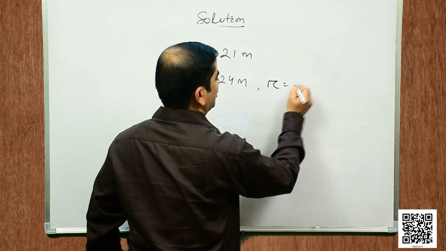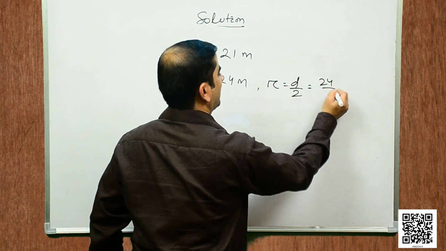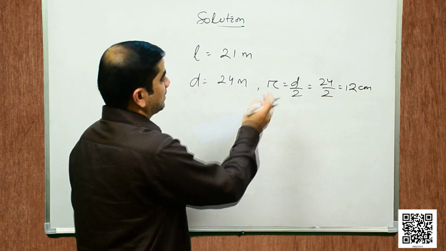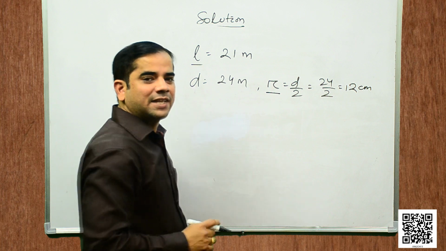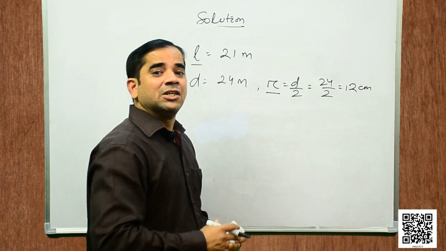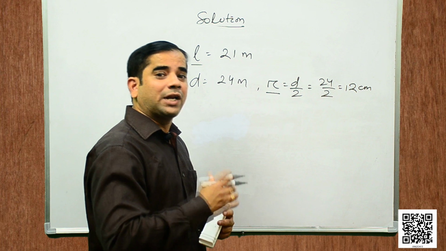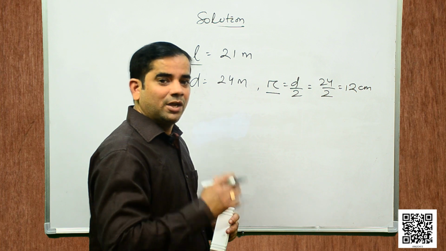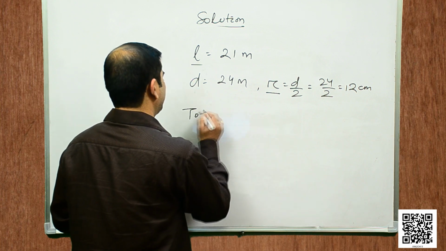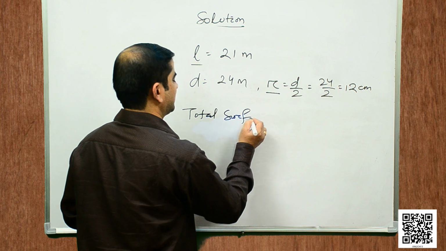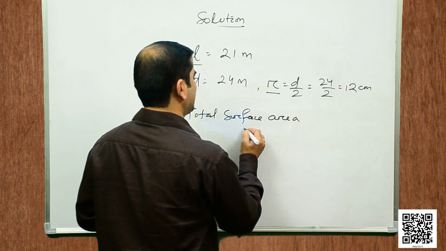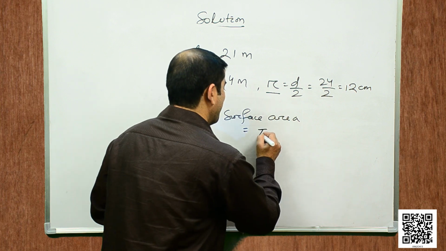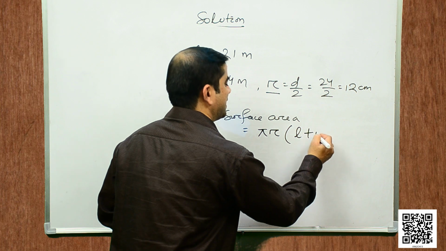That means R is equal to D by 2, that is 24 by 2 or 12 centimeter. Okay. So, we have our radius and slant height and it is asked that we need to find out total surface area of the cone. So, for total surface area of the cone, the formula is total surface area is equal to, what is the formula? Do you remember? It is pi r (L plus r).